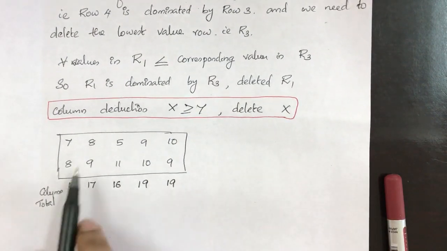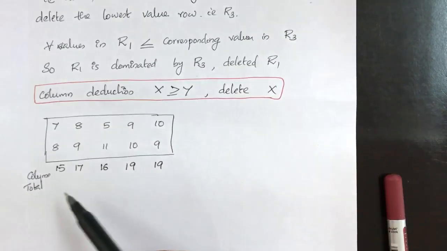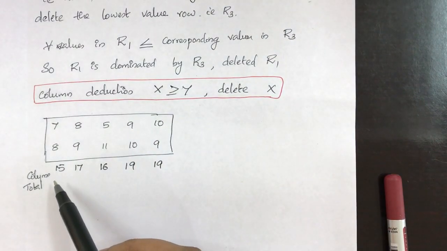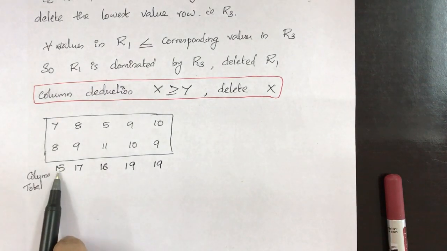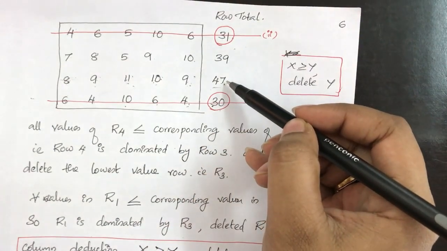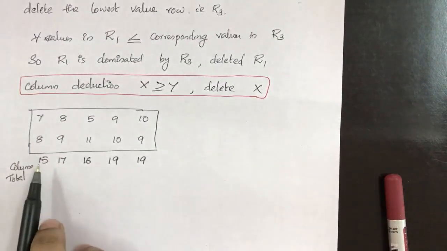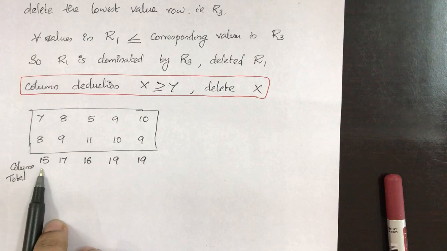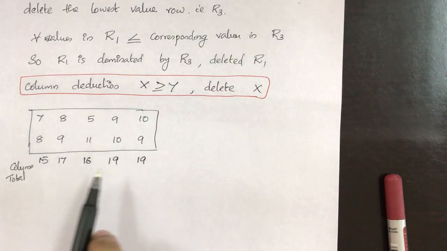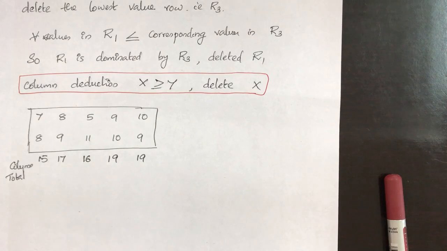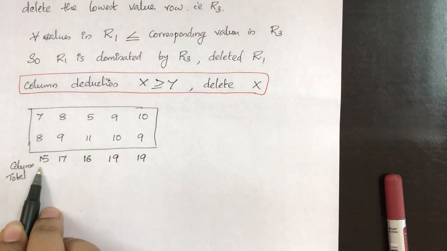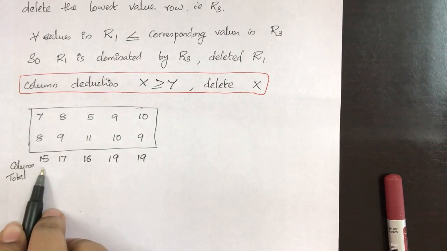Here it is the opposite: we need to take the lowest column total and compare it with the highest total columns. Here we take the highest total row and compare it with the lowest total rows in order. Here we need to take the lowest column total and compare it with the highest one. Okay, so this is the lowest column total. I am going to compare this column with the highest column totals.